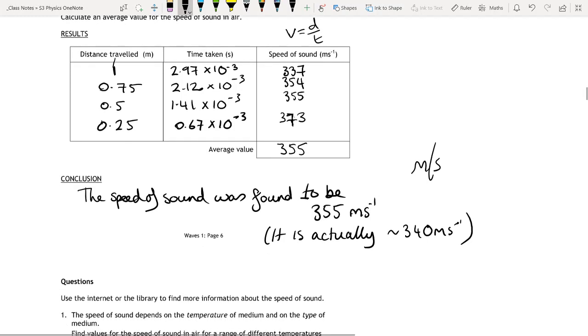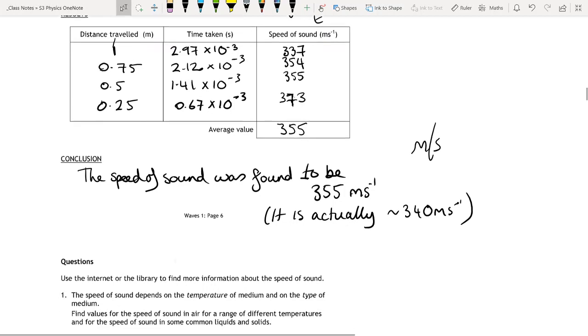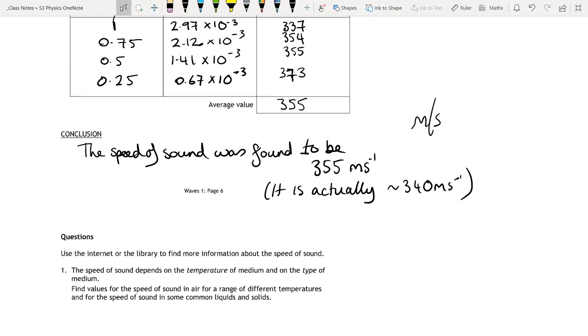So the speed of sound was found to be 355 meters per second, but in reality it's 340 meters per second. So that's not actually too bad a value. Okay, leave that up for a second. Has everyone got that? Okay.